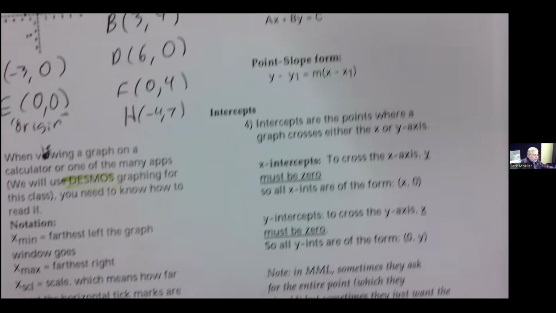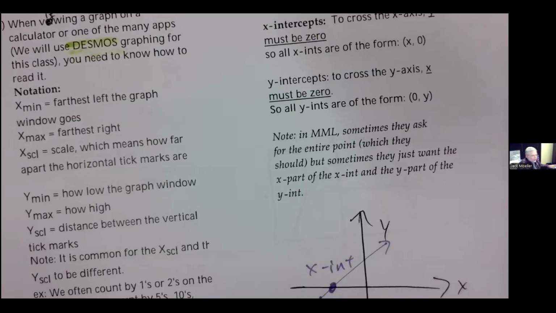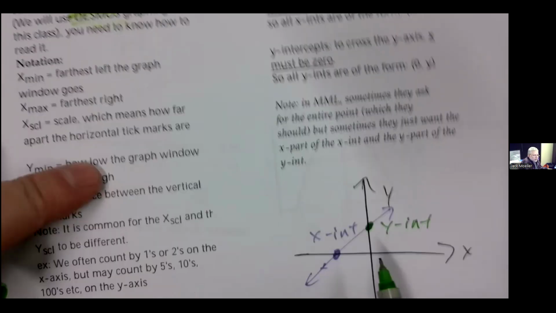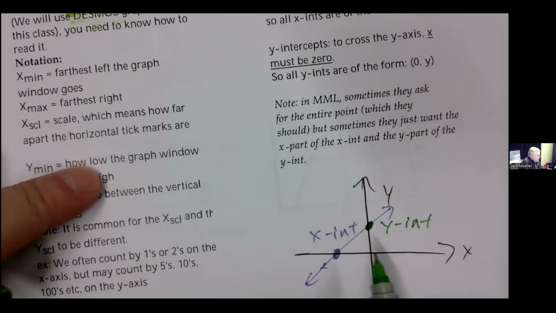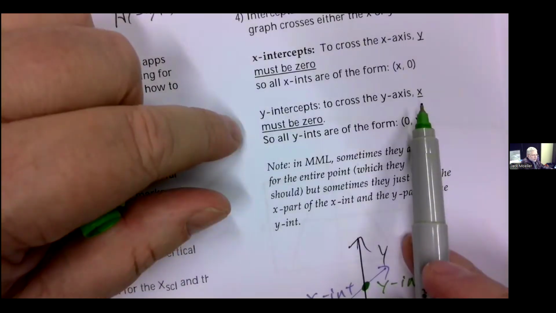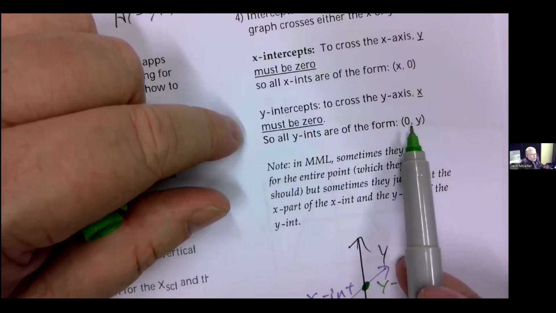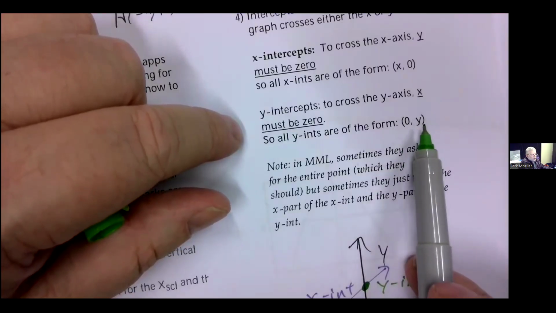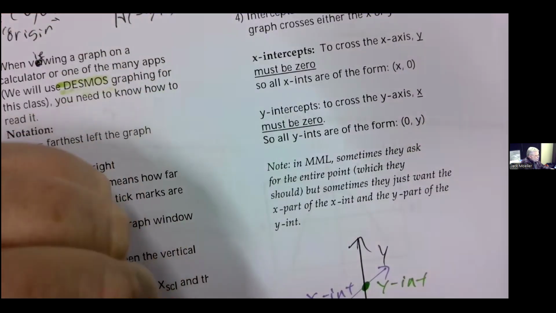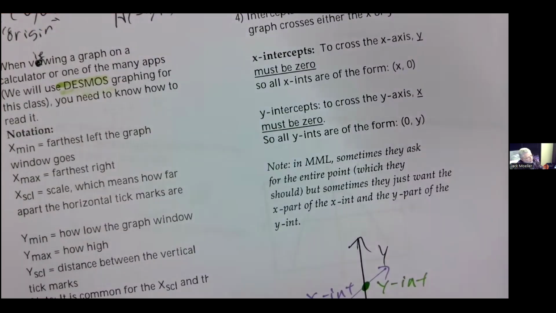The flip works for y-intercepts. So the y-intercept is where it crosses the y-axis. Now, to cross the y-axis, that means we can't move left or right. So for all y-intercepts, x must be 0. And so if we're writing in point form, then x has to be 0, and then we figure out what y is. The way I remember this is when we're dealing with intercepts, the opposite one is equal to 0. So for x-intercept, y is equal to 0. For y-intercept, x is equal to 0.